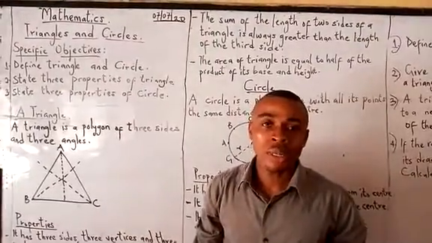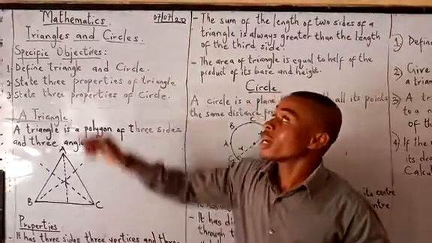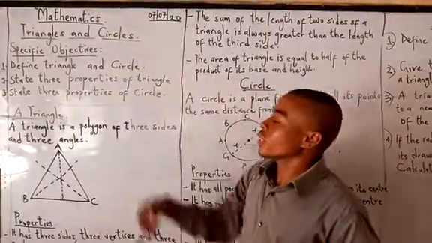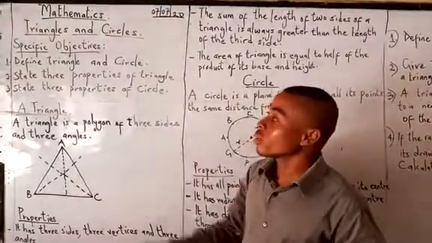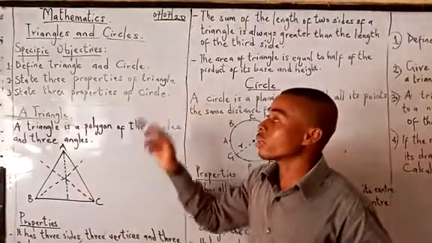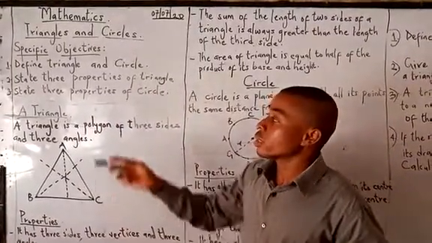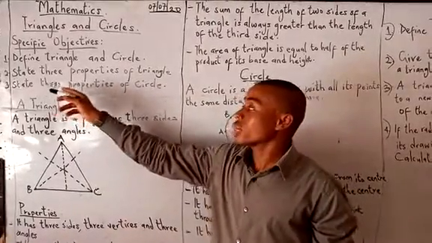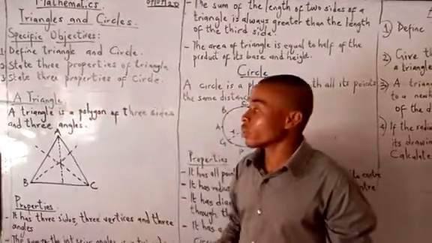Today in mathematics we'll be looking at triangles and circles. The following are what I expect you to know by the end of the lesson. 1. To define triangle and circle. 2. State 3 properties of triangles. 3. To also state 3 properties of circles.